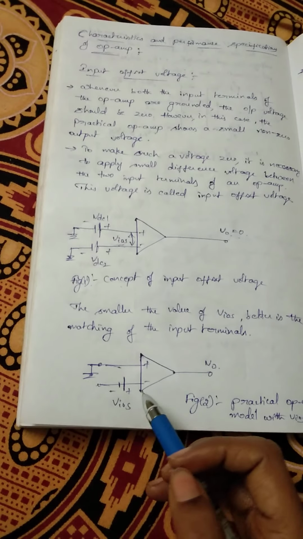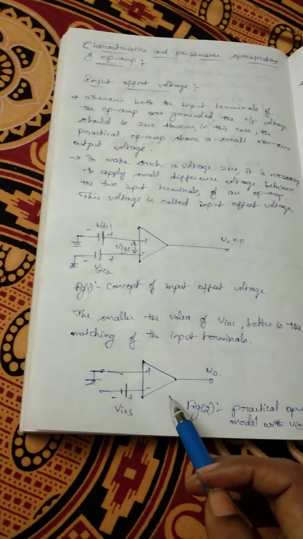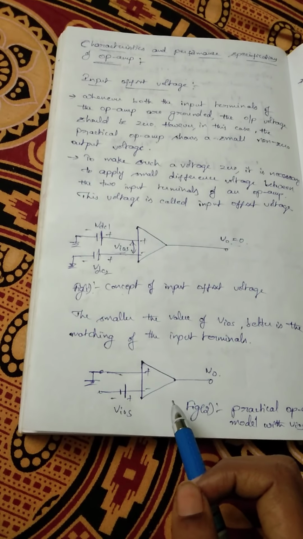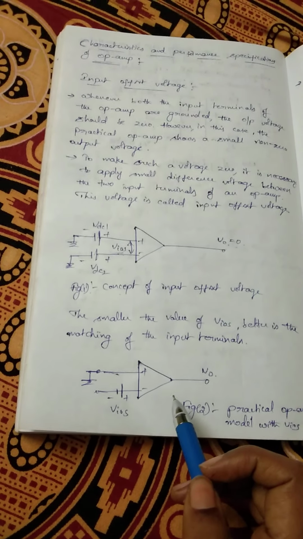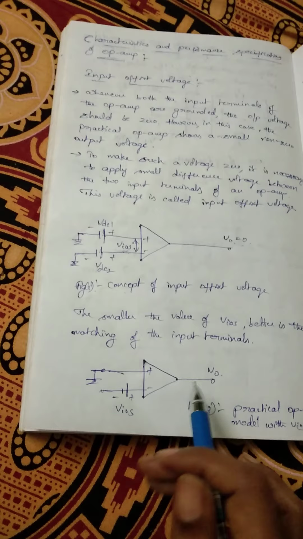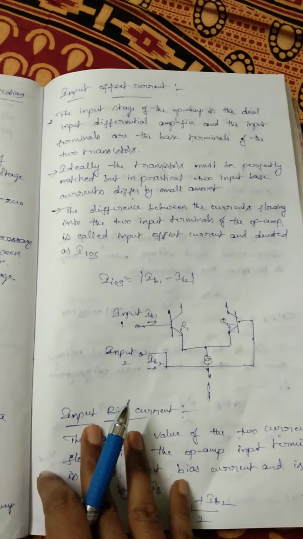And this is the practical op-amp representation, and for 741 IC the input offset voltage is approximately equal to 6 millivolts. And second one is input offset current.